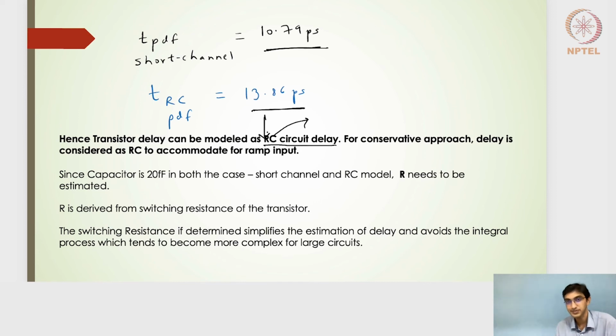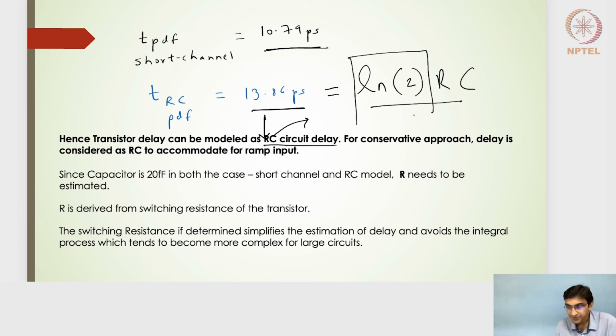delay parameters, right? And one more thing, this 13.86 we got because we had taken log of 2 into R into C, right? So this log 2 component is kind of applicable when the input is a step input, when the input going to the inverter or the digital circuit is a step input, right? So this input is a step input.